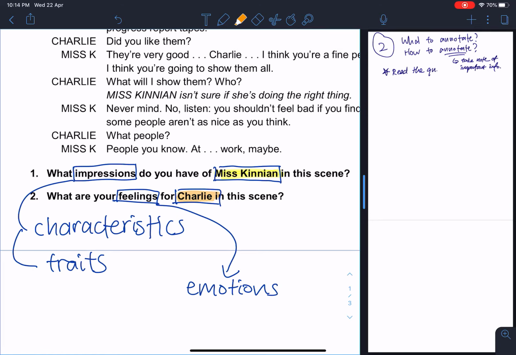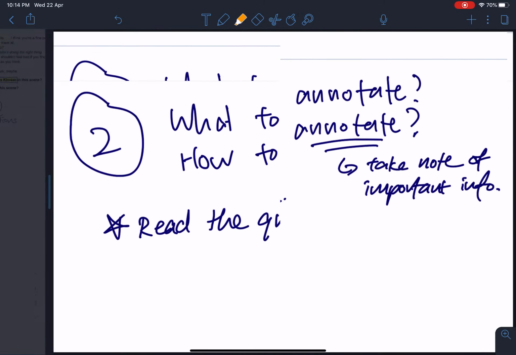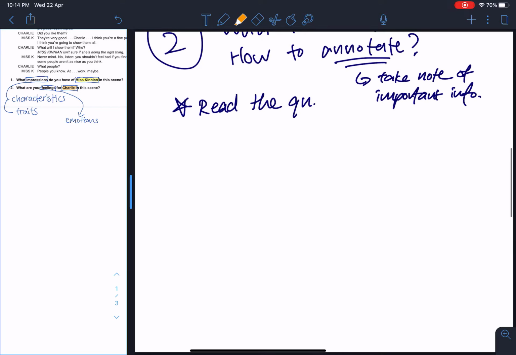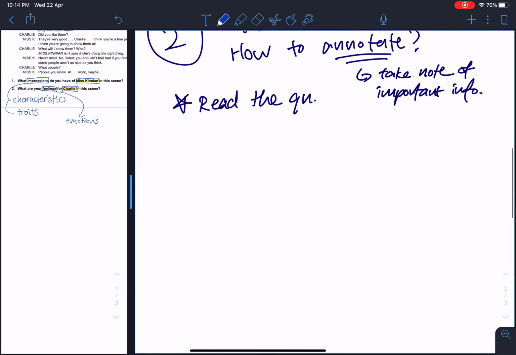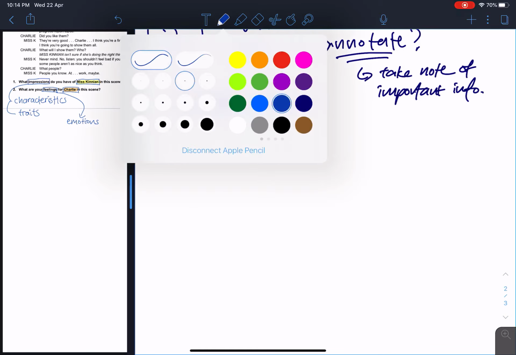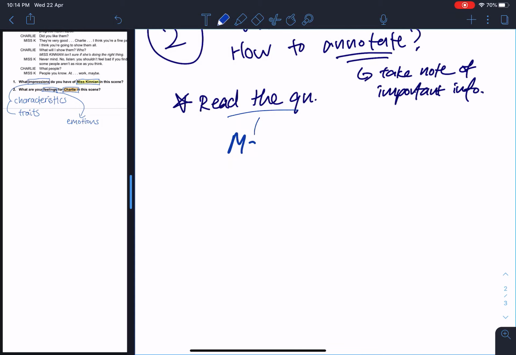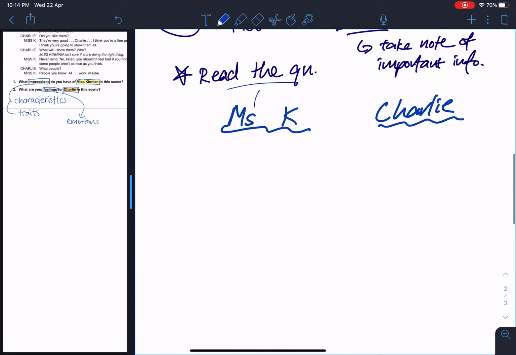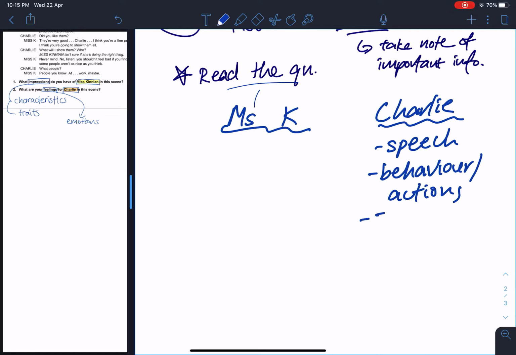So let's go back to our annotation strategy. What am I supposed to annotate? Now I know that it is about Miss Kenyon and Charlie. How am I going to know about them? Charlie's feelings, right? How do I know what somebody is feeling? Let me put it in very simple terms. You look at their speech, you look at their behavior, which is their actions. You can look at their thoughts.